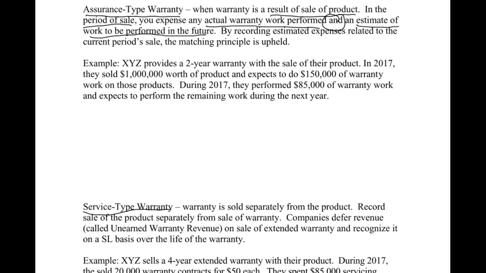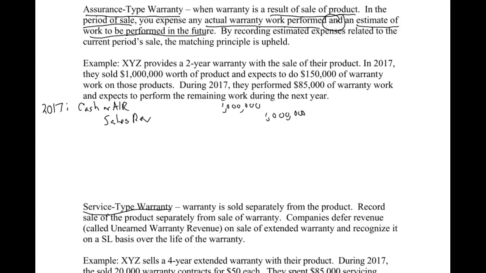These first journal entries will all be in 2017. So first we have the sale. That would be a debit to cash or accounts receivable, and a credit to sales revenue, just to record the sale, and that's for the $1 million. Now, I know there would be a cost of goods sold and inventory entry, but that information is not given, so we're just going to skip over that.